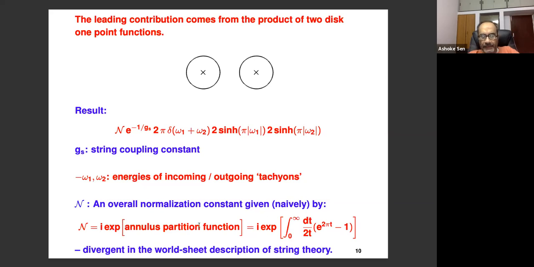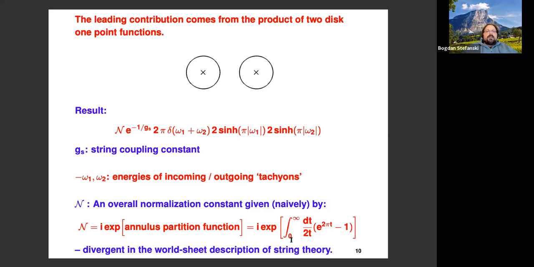And in this two-dimensional string theory, one can explicitly calculate the annulus partition function. We'll see more of this later, how exactly this comes, but this is the expression that we have in this two-dimensional string theory.